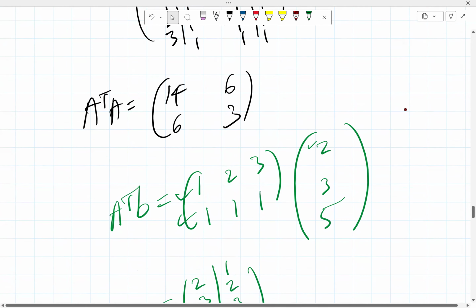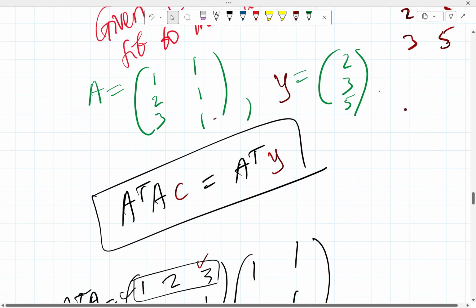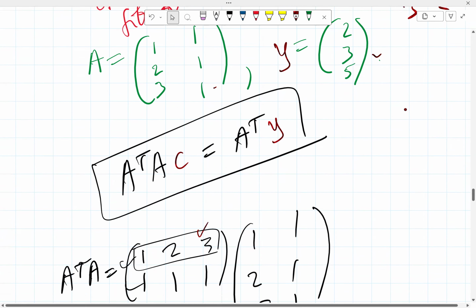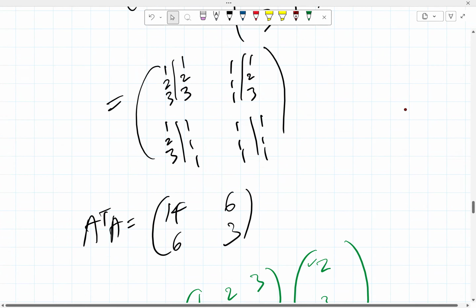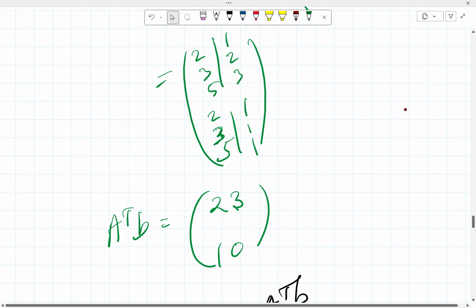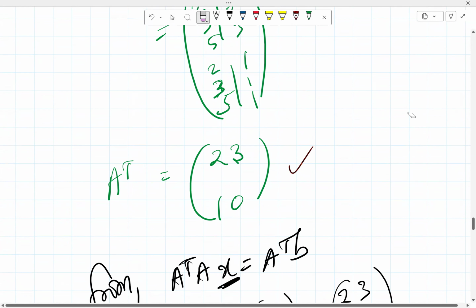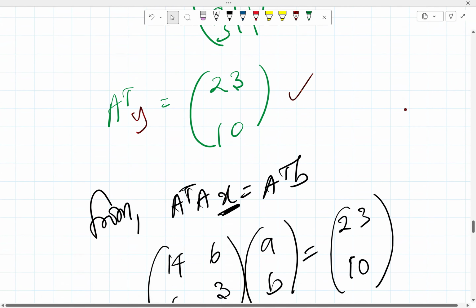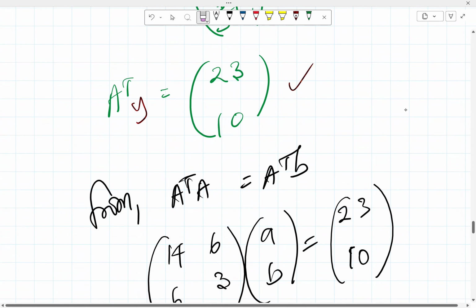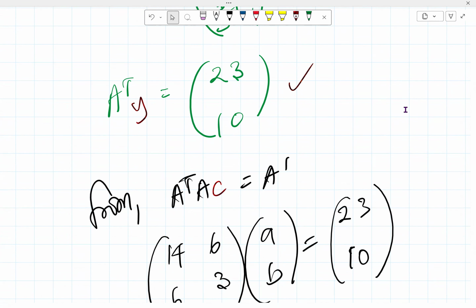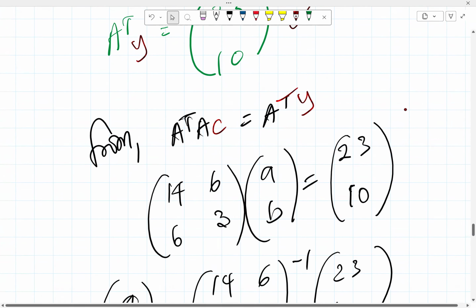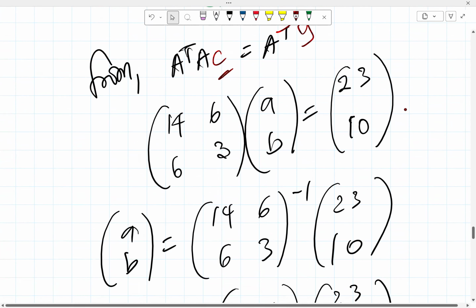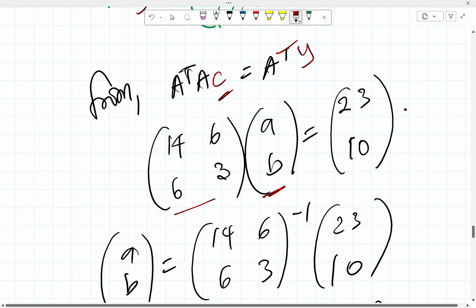And for A transpose B, now we said B should be Y, right? That's A transpose Y. So Y is 2, 3, 5 as you have it here, and A is 1, 2, 1, 3, 1. So if you do all that, you end up getting 23 by 10. So now this is A transpose Y, and we need this C. Now that C is the a and b that we need to do the fitting, to get it we need to take the inverse of this one. The inverse cancels this, so it comes over to this side.